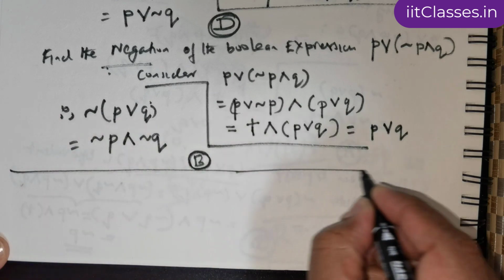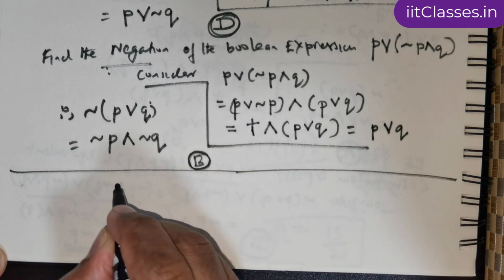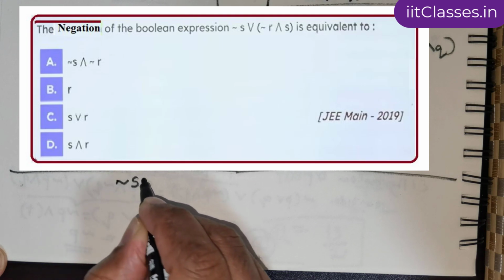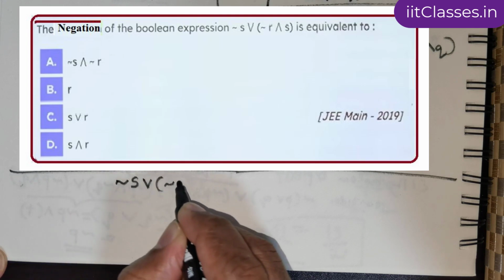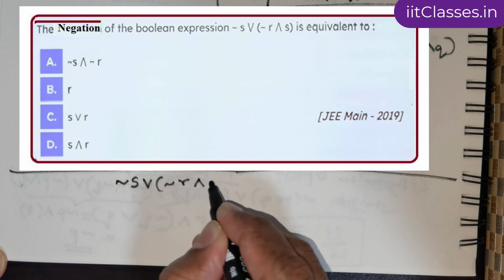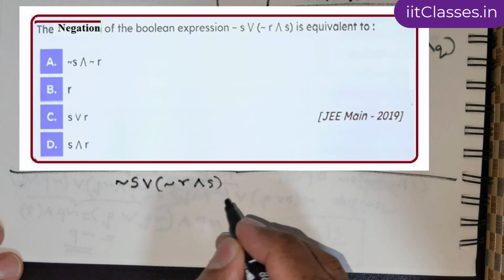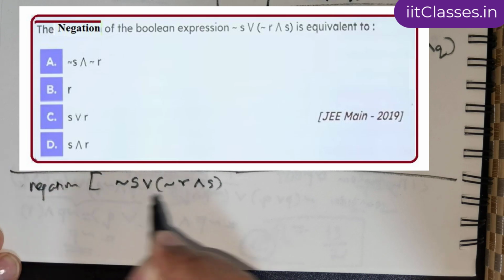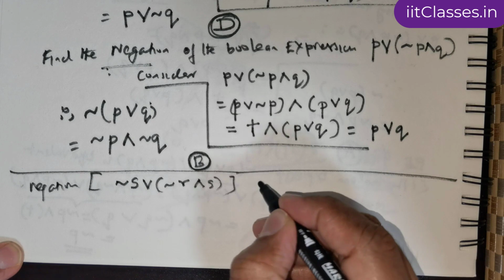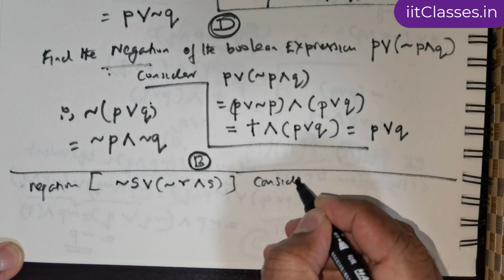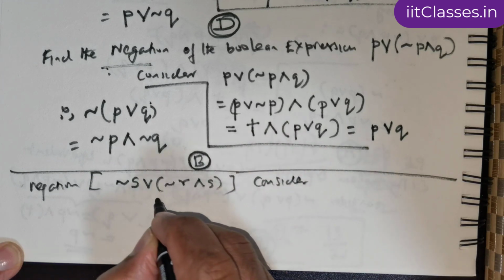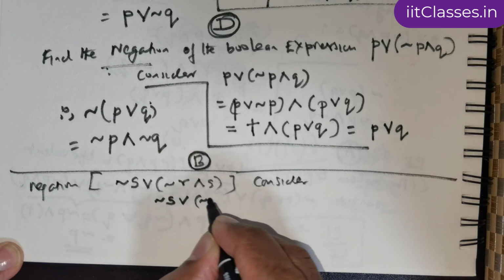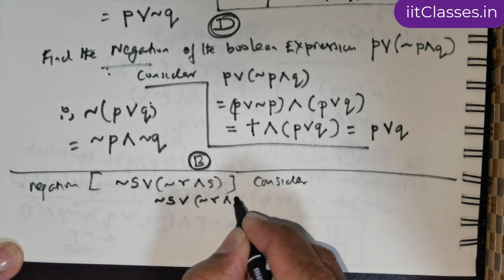Let's do this question, students. We are expected to find the negation of negation S, disjunction of negation of R, conjunction of S. So we have to obtain the negation of this statement. So foremost, what we will do is we will consider negation of S, disjunction negation R, conjunction S.